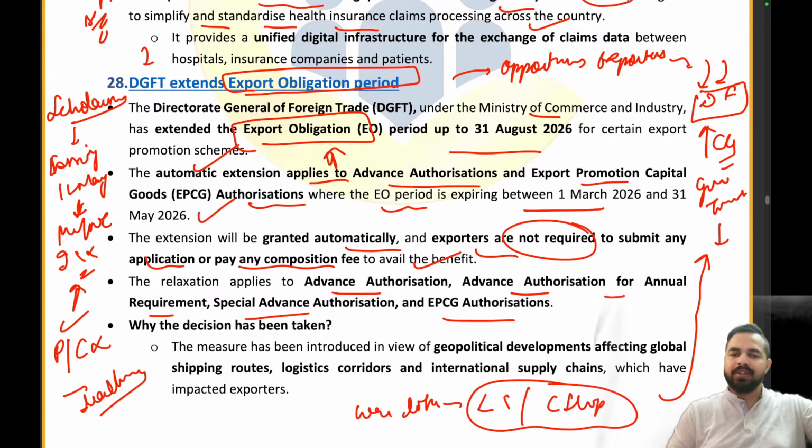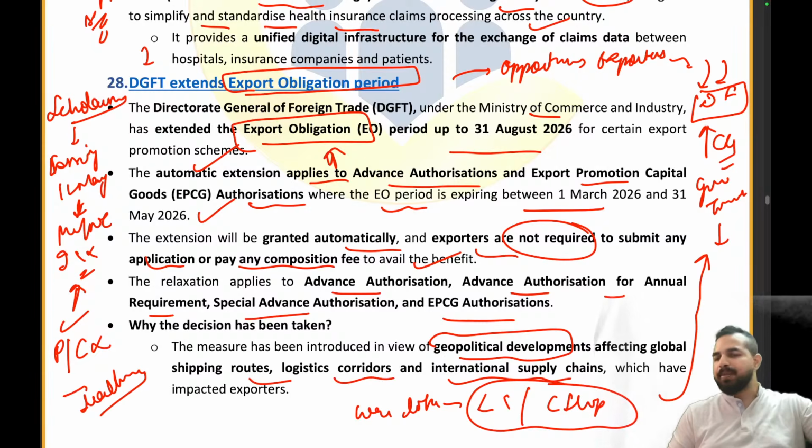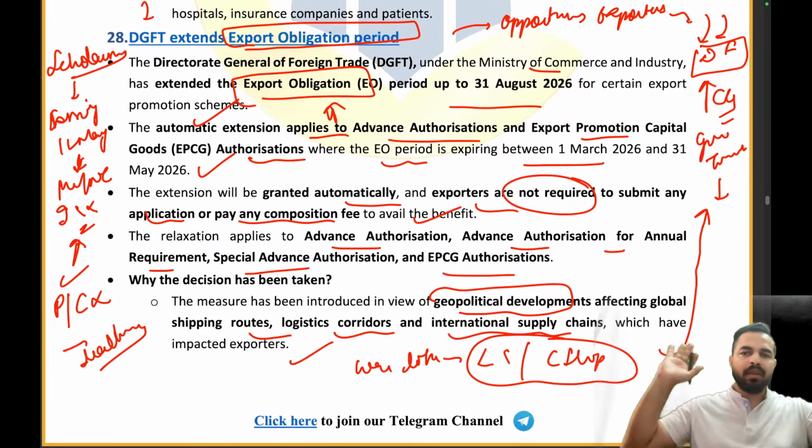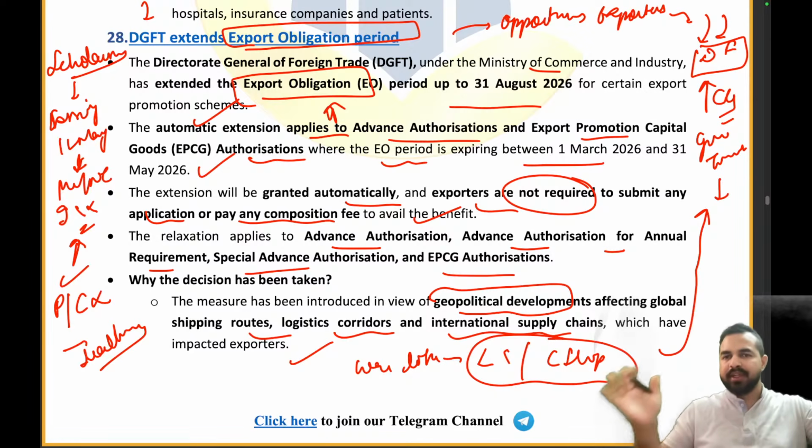And why have we done this? In view of the geopolitical developments affecting the global shipping routes, logistic corridors and international supply chains, which have impacted the exporters. That is why this decision has been taken. Clear everyone? What is the name of the authority which has taken this initiative? That is the Directorate General of Foreign Trade. What is the timeline to which it has been extended? 31st August 2026. They have extended the export obligation.